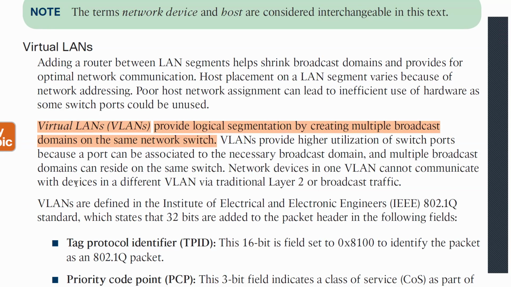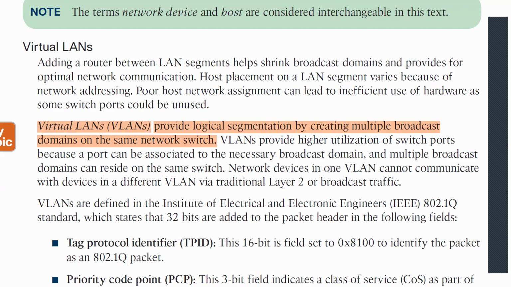Now, why are we having VLANs? First of all, they provide a higher utilization of switch ports because a port can be associated to the necessary broadcast domain and multiple broadcast domains can reside on the same switch. That means if I have a department where I have only 5 to 10 PCs, I'll use a switch. For a second department where again I have 5 to 10 PCs, I don't need to purchase a separate switch. I can create a VLAN and I can use the same switch. That will save me some cost, right? And my maintenance will also become easy.